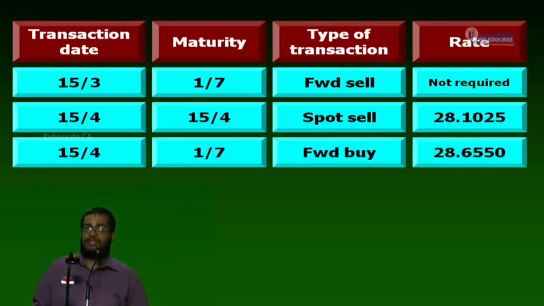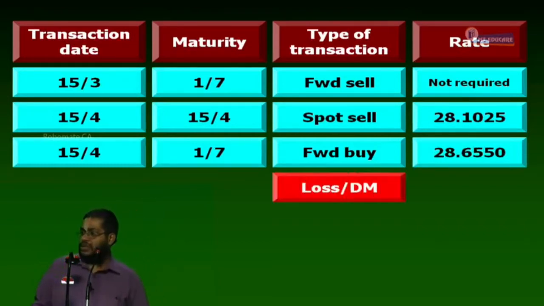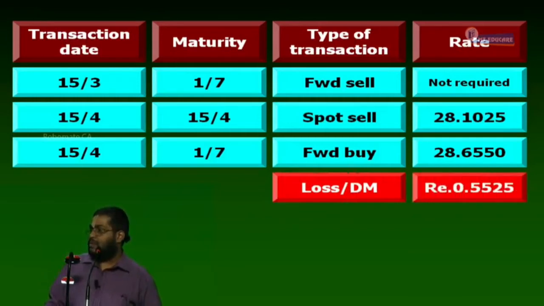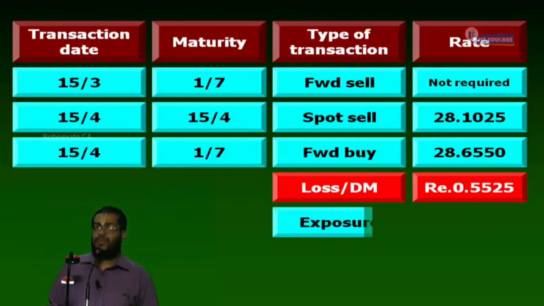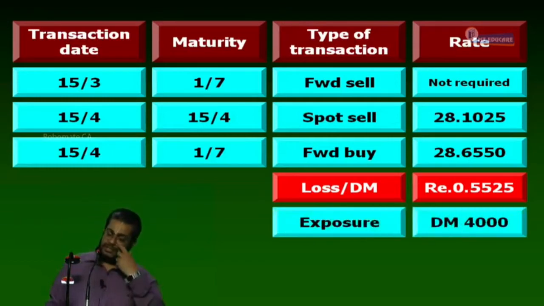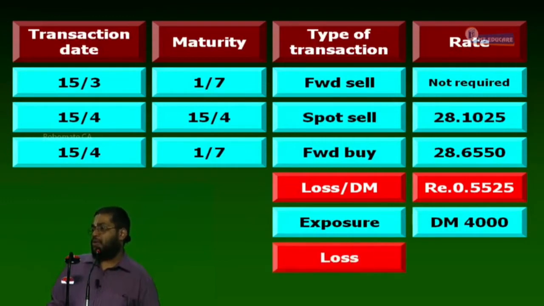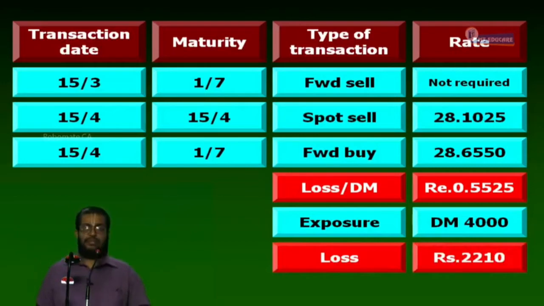28.6550. I have a loss or gain? Loss. Loss per Deutsche mark. Tell me how much the loss is here? 0.5525. Loss per Deutsche mark is 0.5525. For how many marks? For 4,000 marks. Tell me the loss amount. It is 2210 rupees.